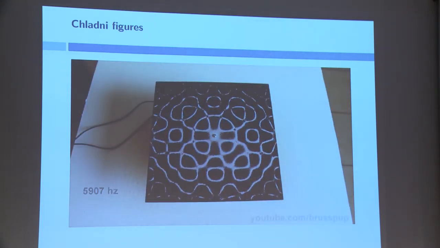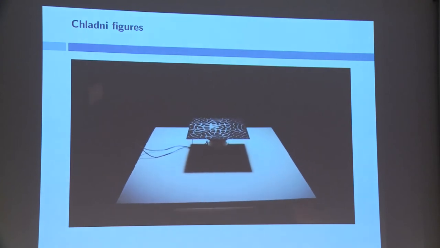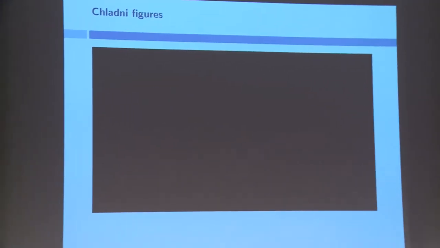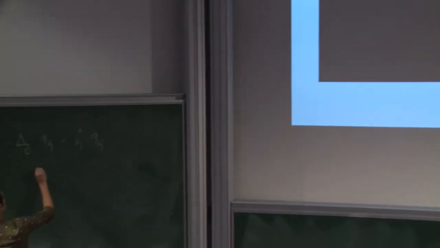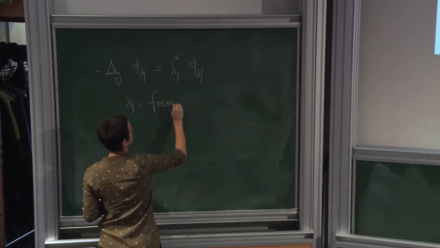And what I want you to keep in mind is that we are going to be working in this limit where the frequency lambda is going to infinity. So just as a reminder, lambda j squared is the energy. Lambda j is what I refer to as the frequency.